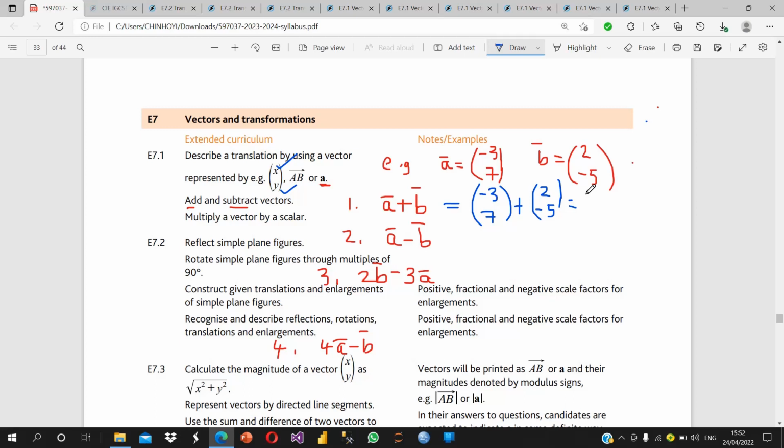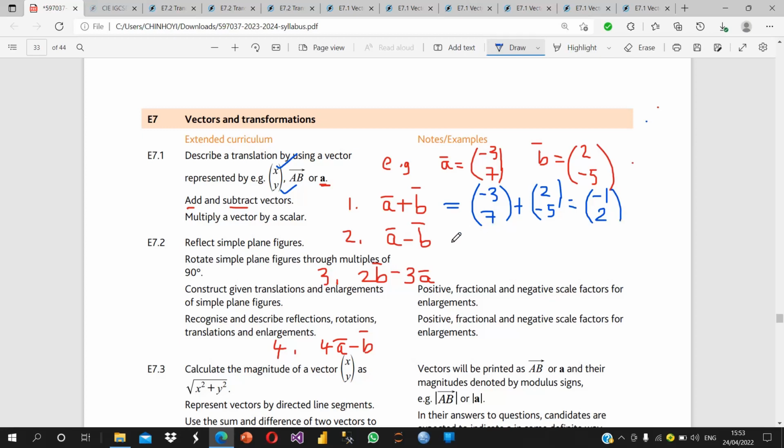When you are adding vectors or subtracting vectors, we say the corresponding elements must be added or subtracted. Like for this one, we have minus 3 and 2 here. That's their x value. So we are going to say minus 3 plus 2. And what is minus 3 plus 2? You get minus 1. Then 7 plus minus 5. Which sign are you going to take with plus and a negative number? You are going to take negative. So it's 7 minus 5, which is 2. So this was the answer for A plus B.